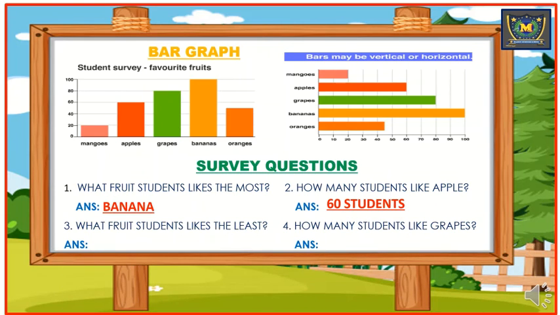What fruit do students like the least? Which one do they like the least? In here, just look for the shortest bar. And it is mango. So the answer for this is mango. And for number 4, how many students like grapes? In here, just look at the bar of the grapes. Here's the grape, the yellow-green one, and it stops on 80. So the answer here is 80. It's that simple.